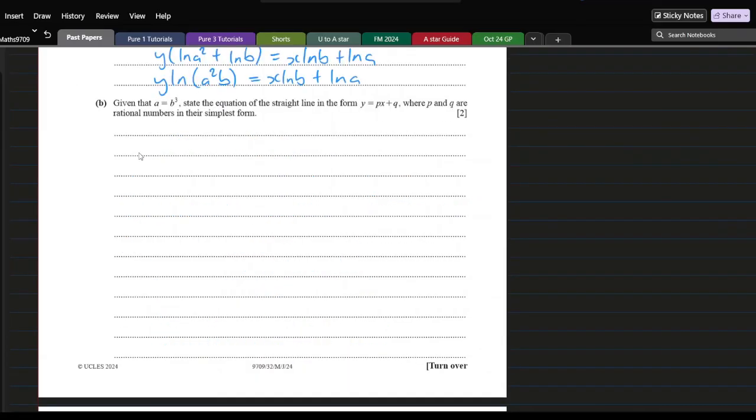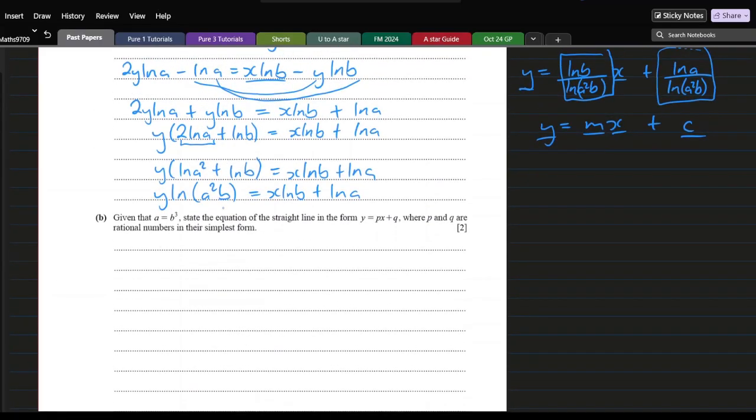Part B. Given that a is equal to b cubed, state the equation of the straight line in the form y is equal to px plus q, where p and q are rational numbers in their simplest form. Alright, so we have our equation to be y is ln b over ln a squared b, x, plus ln a over ln a squared b. And we've been told that a is b cubed. So wherever we've got an a, we're going to replace it with b cubed.